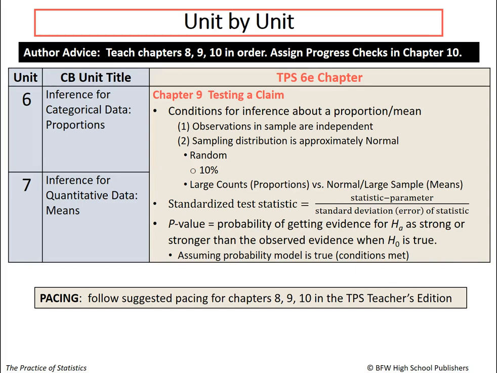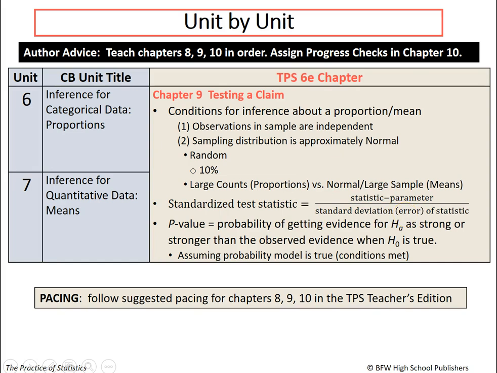For Chapter 9, testing a claim, once again, we've mentioned the purposes for checking our random, 10%, and large counts or normal large sample conditions for testing a claim about a proportion or a mean: so that the observations within the sample are independent or at least close, and that the sampling distribution is approximately normal. The course framework has made a small change again in the formula for the standardized test statistic so that it's statistic minus parameter over standard error of statistic.